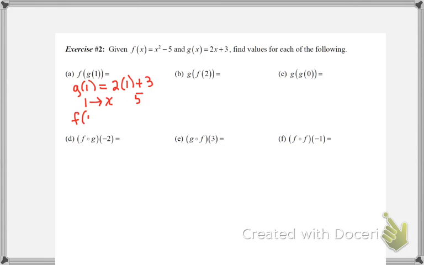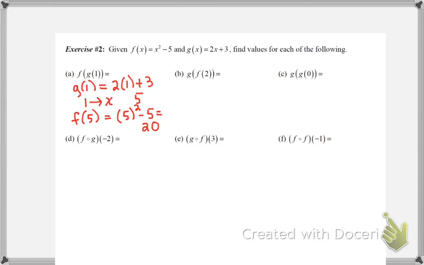Now we do f of 5. So that'll be 5 squared minus 5. Again, you may store 5 for x and then put in x squared minus 5, and that is going to give us 20.